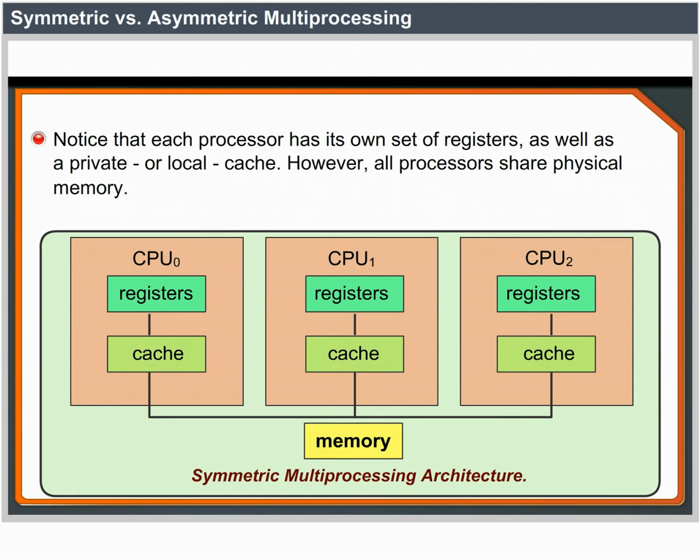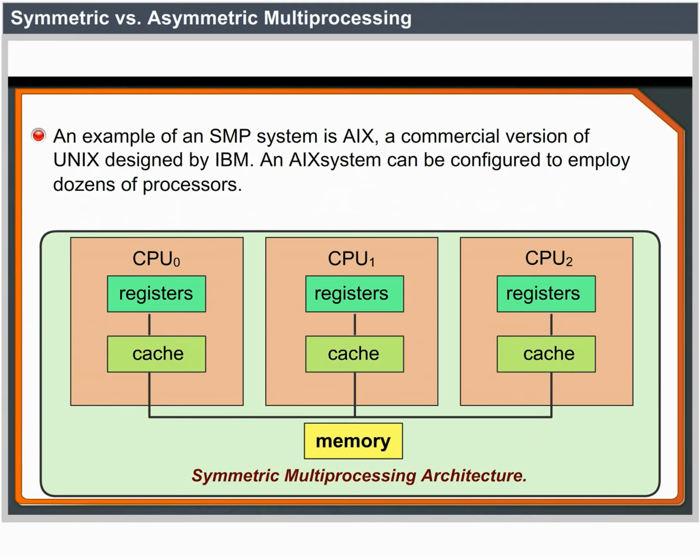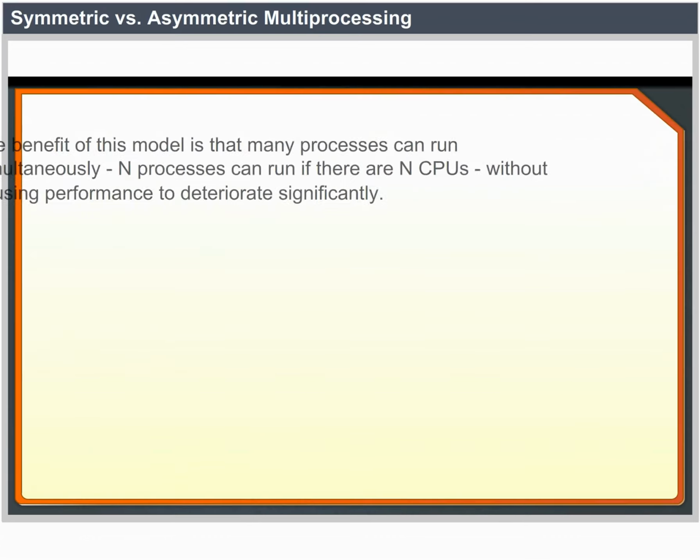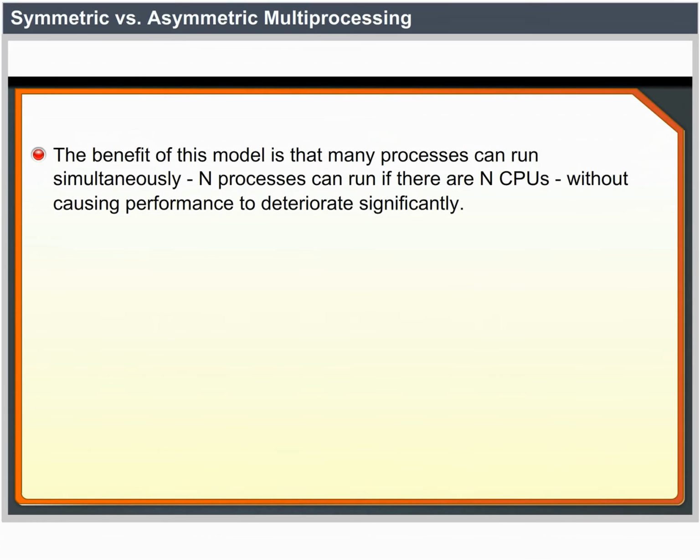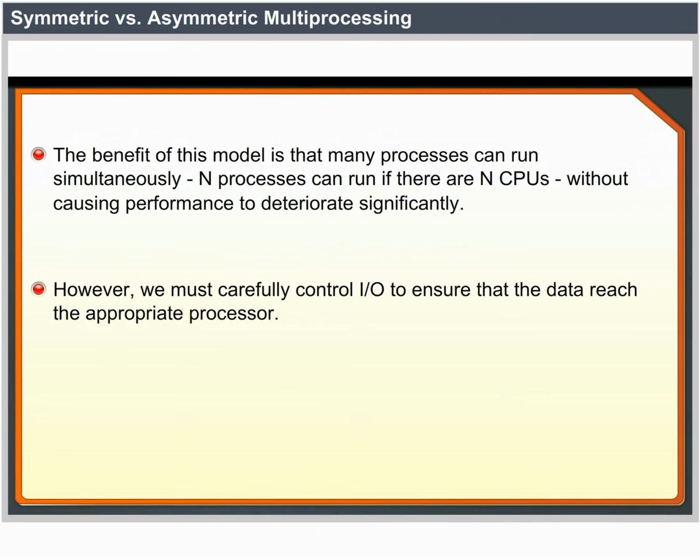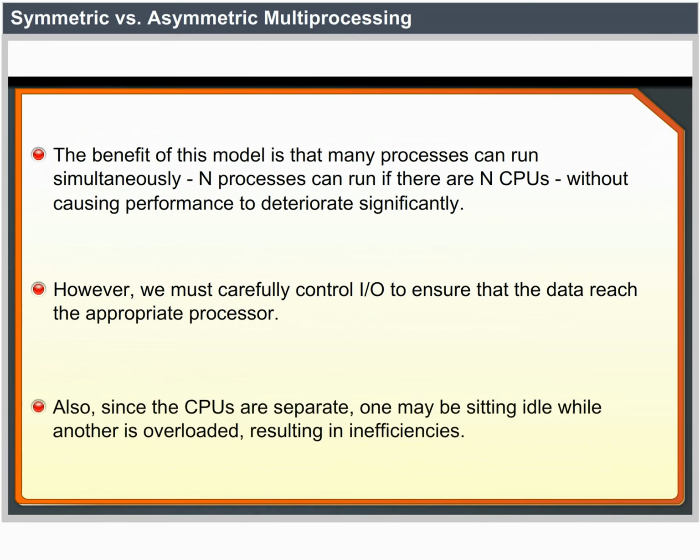An example of an SMP system is AIX, a commercial version of Unix designed by IBM. An AIX system can be configured to employ dozens of processors. The benefit of this model is that many processes can run simultaneously. N processes can run if there are N CPUs without causing performance to deteriorate significantly. However, we must carefully control input-output to ensure that the data reach the appropriate processor. Also, since the CPUs are separate, one may be sitting idle while another is overloaded, resulting in inefficiencies.